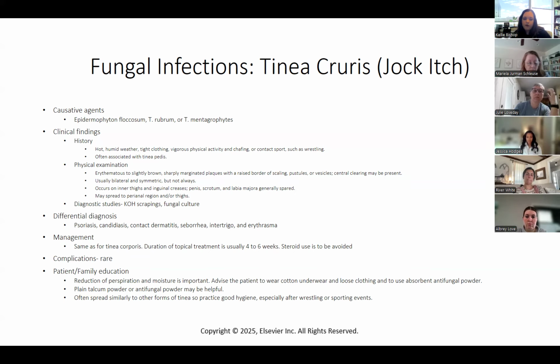Talcum powder or antifungal powder can be helpful. I've never recommended talcum powder to anybody, but antifungal powder you could do. It often spreads similarly to other forms of tinea, so locker rooms and things like that.